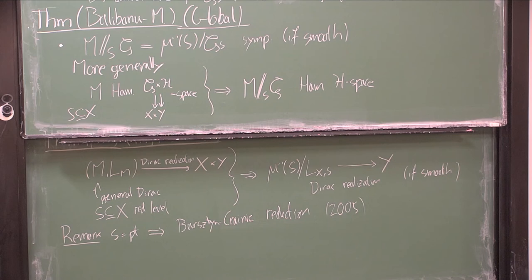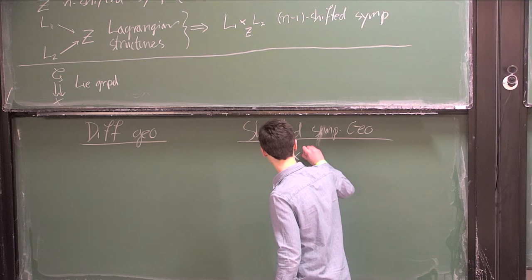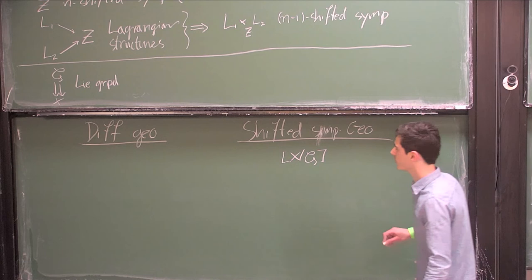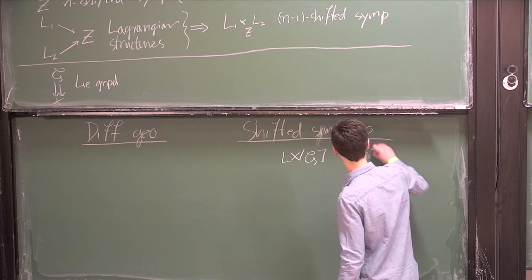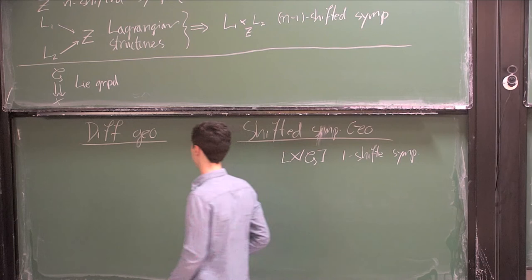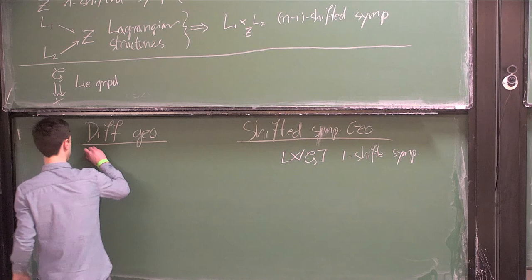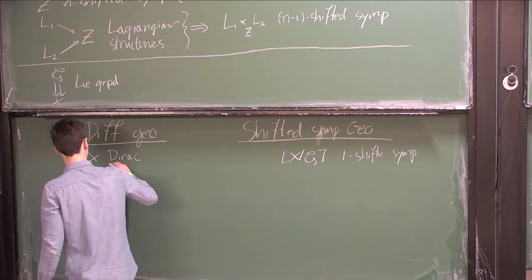You have a quotient stack, and giving this quotient stack the structure of a one-shifted symplectic stack is exactly the same data that you need to say that this is Dirac and this is its integration. Twisted.